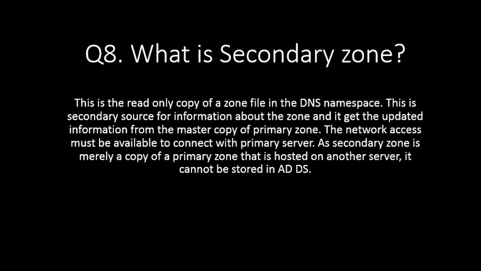What is secondary zone? This is the read-only copy of the zone file in the DNS namespace. This is the secondary source for information about the zone, and it gets the updated information from the master copy of the primary zone. Network access must be available to connect with the primary server, as the secondary zone is merely a copy of the primary zone that is hosted on another server. It cannot be stored in ADDS.